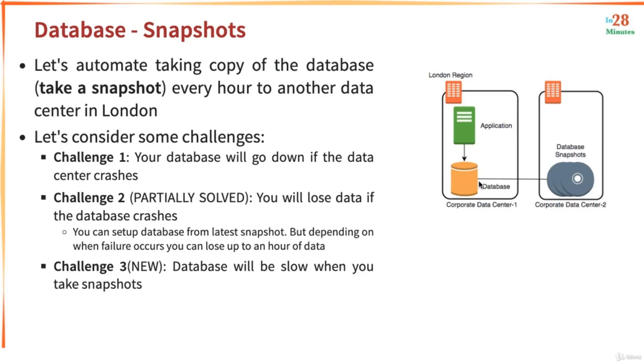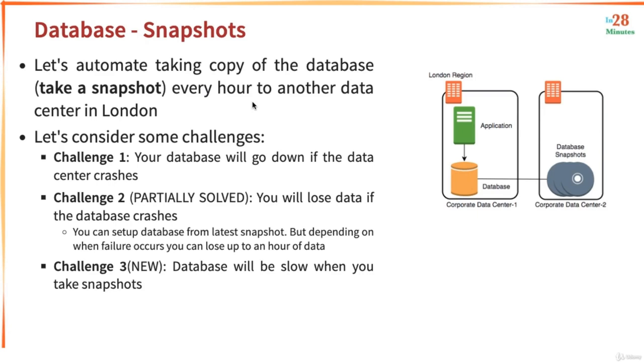Challenge 3 is new. When we are taking snapshots, database will be slow. So as and when I start taking snapshots out of the database, what would happen? It would be serving the application, and it will also be spending some energy on taking the snapshot. So it will be slow. So what are the alternatives?